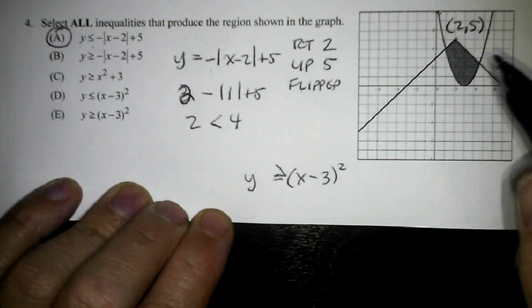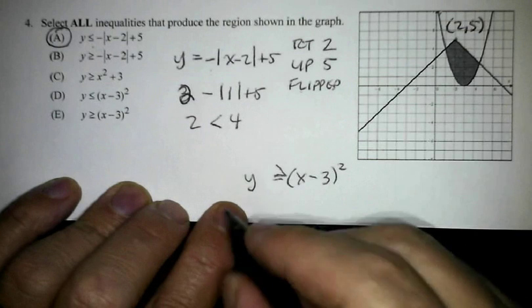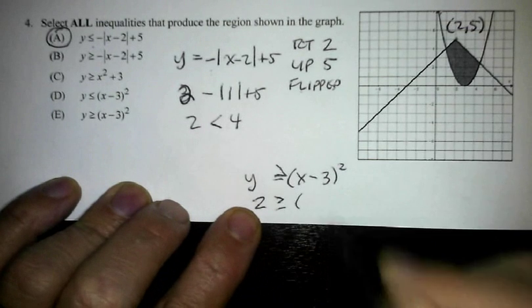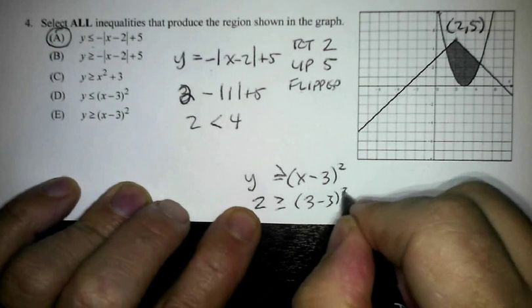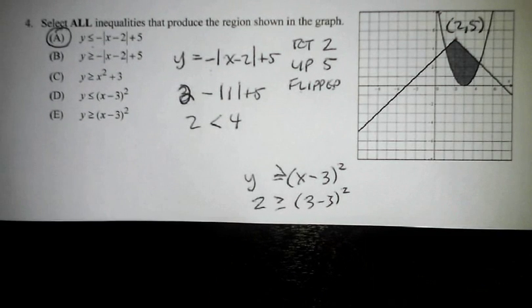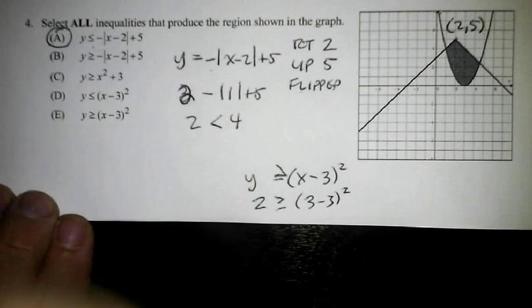Now again, I could test that same point that was in the region. We wanted to use the point 3, 2. So 2 is greater than or equal to 3 minus 3 squared. That equals 0. 2 is in fact greater than 0, so that is true. That just gives you another option for being able to test it.